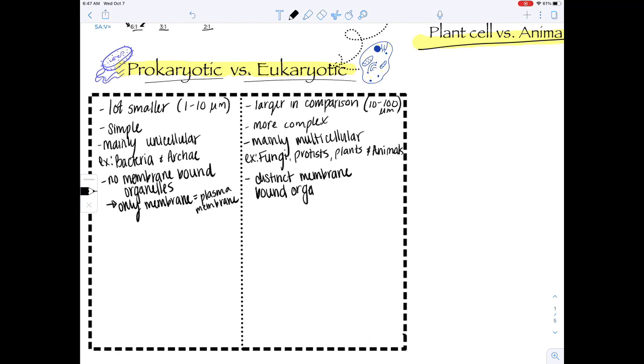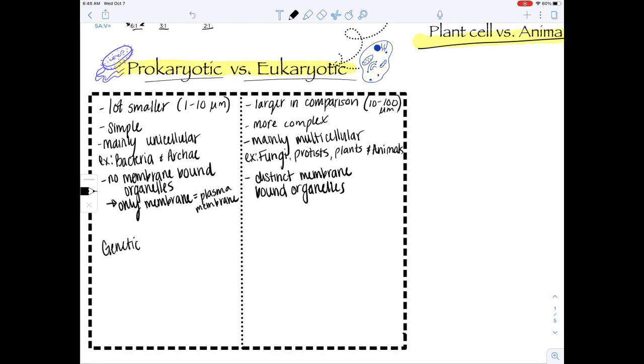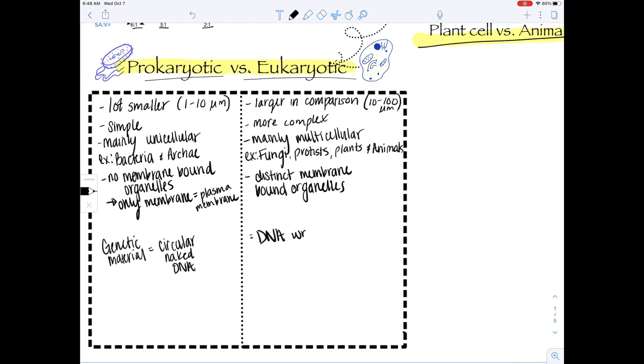Okay, so our genetic material for prokaryotic cells is going to be circular naked DNA, whereas the genetic material for eukaryotic is DNA that's wrapped with histone proteins into the chromosomes. Our ribosomes, prokaryotic are going to have very small ribosomes, whereas our eukaryotic are going to have larger ribosomes.